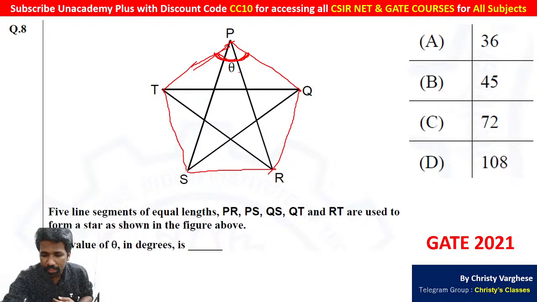Angle P is 108 means as these interior lines are also equal, it is trisecting it, we can say. That means this is theta, this is theta, this is also theta. That means theta will be nothing but 108 by 3. 1/3 of 108 is 36 degree. So option A, 36 is the answer.